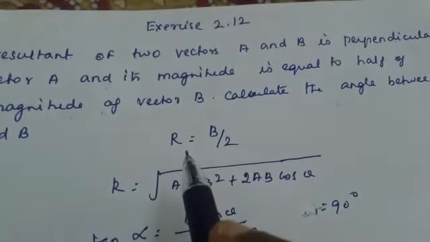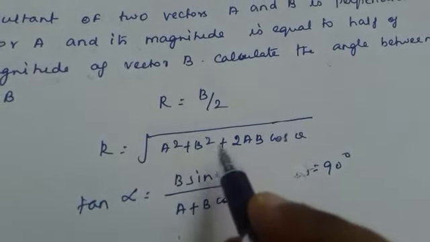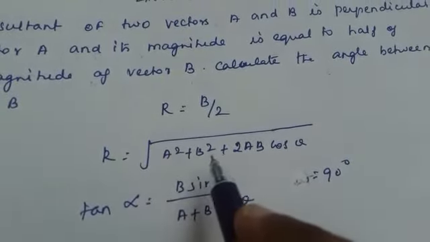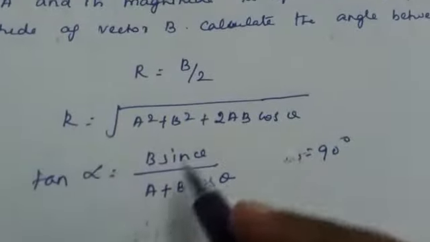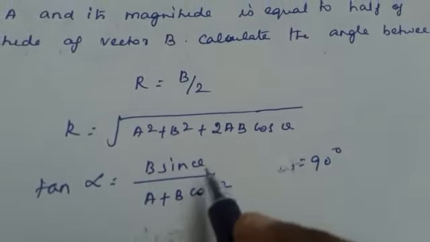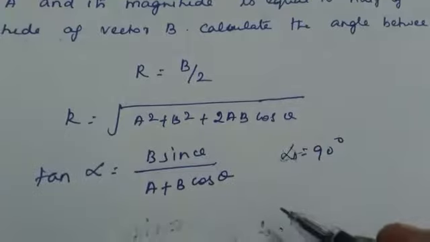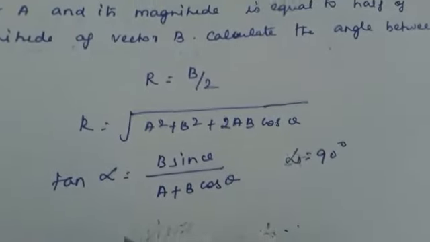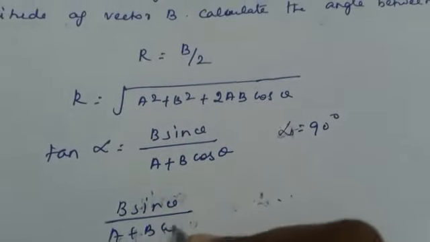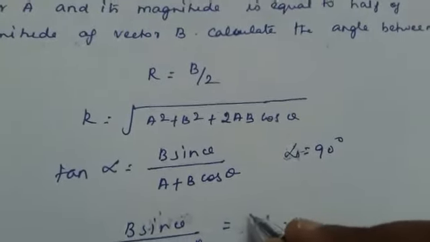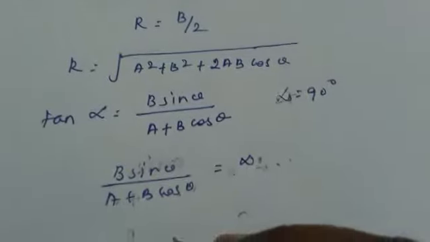We have to find out theta. Now the resultant is given by the formula R equals root of A square plus B square plus 2AB cos theta. The direction is given by the formula tan alpha is equal to B sin theta by A plus B cos theta. Here given alpha is equal to 90 degrees. So I can write B sin theta by A plus B cos theta is equal to tan 90 degrees, that is nothing but infinity.